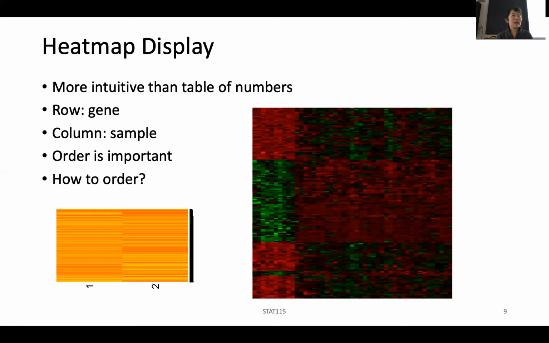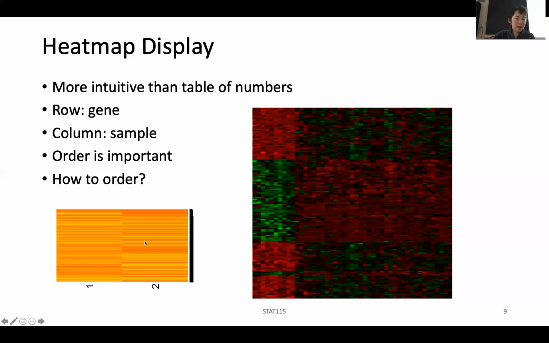This is supposed to be much, much better than looking at a big table of numbers. Most of the time we use TPM, or you can also use log TPM, to present the level of expression of some genes across many samples. But you can imagine if you have a big matrix of numbers, it's very difficult to make sense out of the data. So computational biologists, this is Mike Eisen, back then at Stanford and now at Berkeley, developed this heat map approach where you can visualize the level of gene expression.